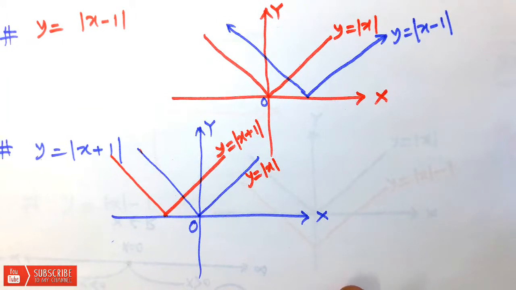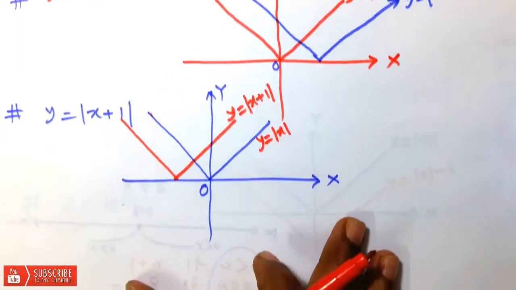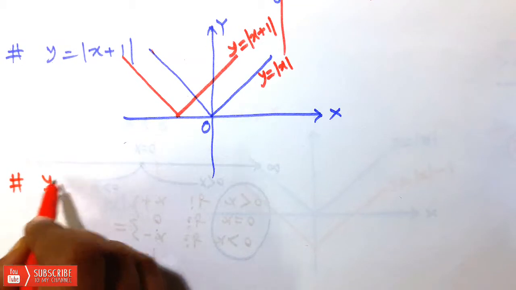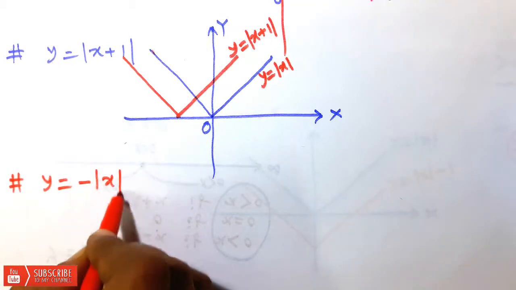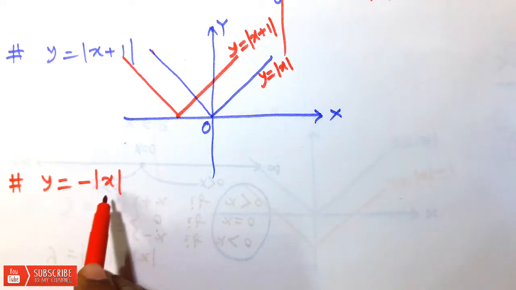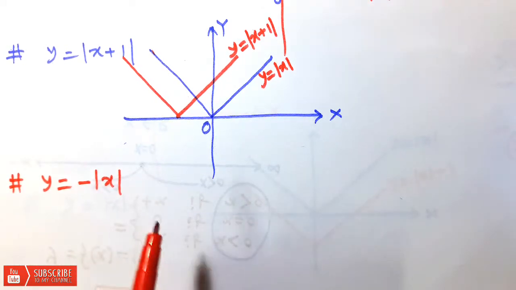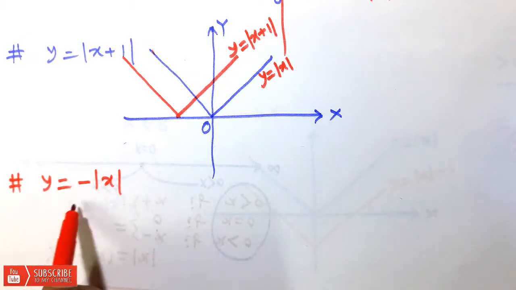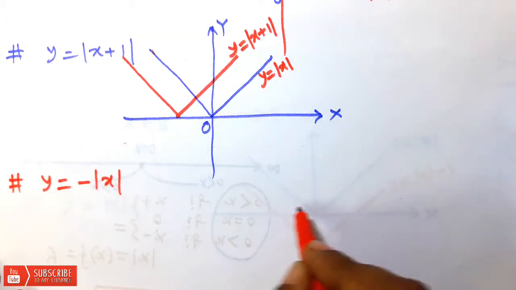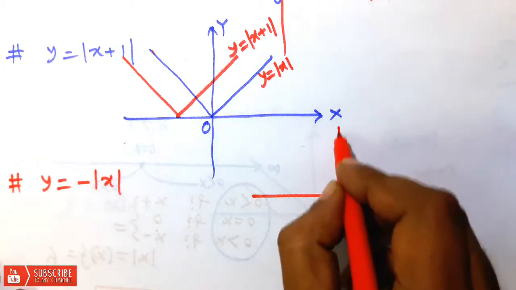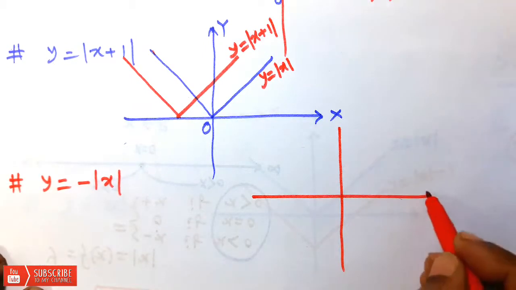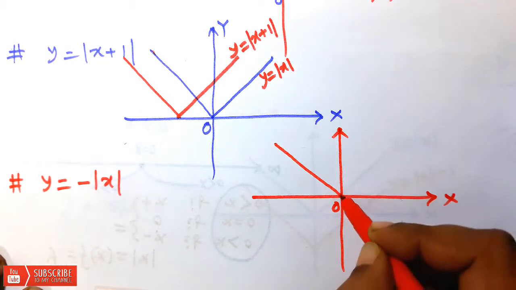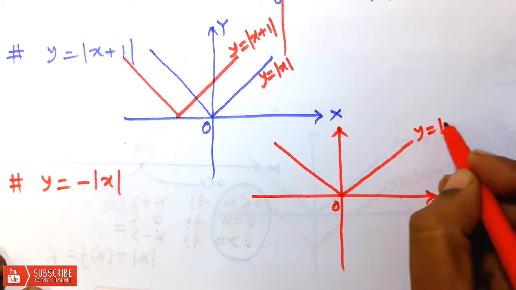Next we want to draw another graph. This is also another interesting graph. Friends, the graph is for y is equal to minus mod x. How do we draw y is equal to minus of modulus x? First of all, you draw y is equal to modulus x, then you find the graph of y is equal to minus of modulus x. What is y is equal to mod x? Origin. This is y is equal to mod x.